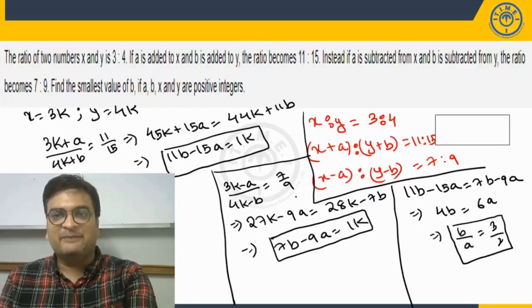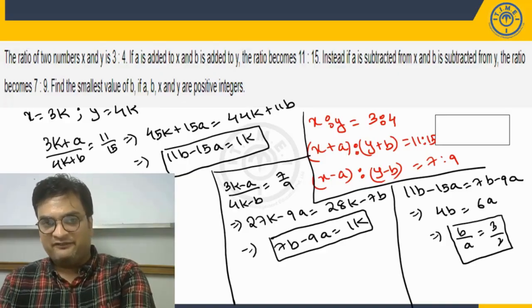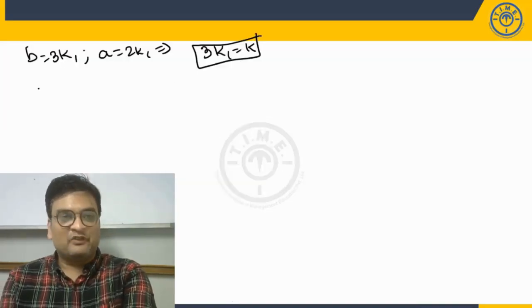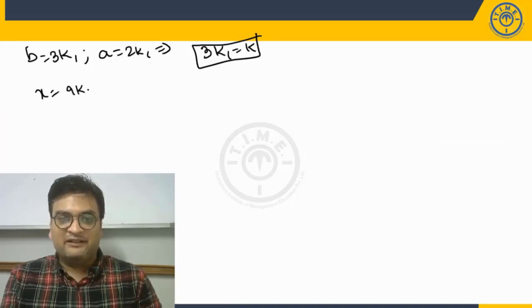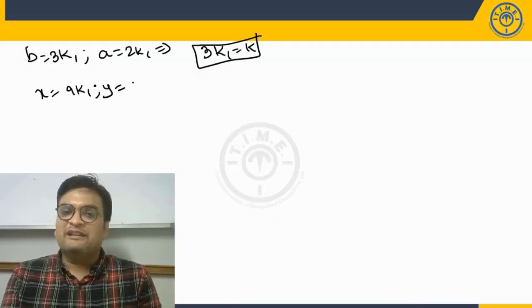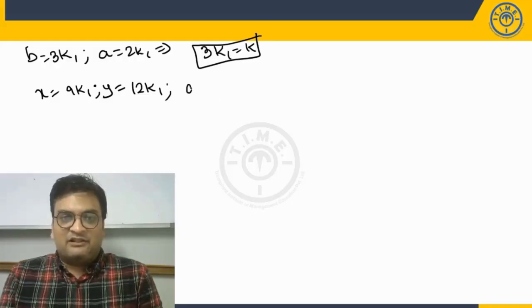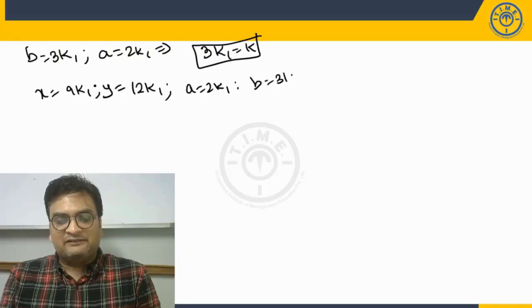So what does that further mean? Please notice. So what does it mean? So here finally X was 3K. So X is going to be 3 into K, which is 3 into 3K1, 9K1. Y was 4K, 4 into 3K1, 12K1. A was 2K1 and B was 3K1.